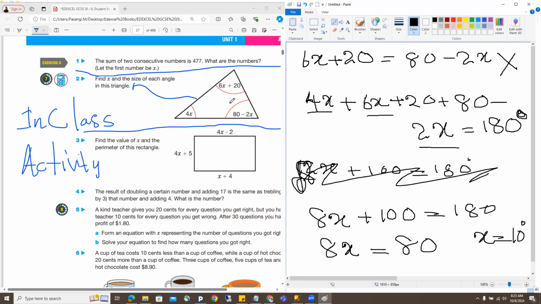Now, what are the angles? 4x, 4 times 10. This angle is 40 degrees. This angle is 10 times 6, that is 60. 60 plus 20, that is 80 degrees. Isn't it 90? No, right? 10 times 6 is 60, 60 plus 20 is 80. Then here we have 80 minus 20, that is 60.